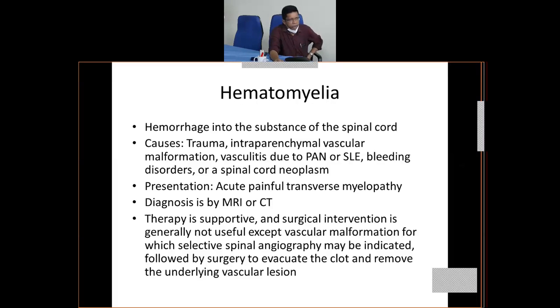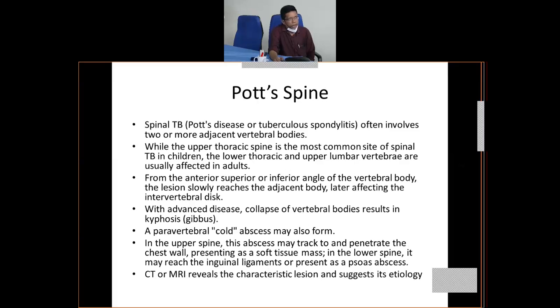Again, presentation may be acute painful transverse myelitis, diagnosis by MRI, and mostly the supportive treatment here. If there is some vascular malformation, then you can go for angiography and evaluate and remove the underlying vascular lesion. These are not very common, rare causes.